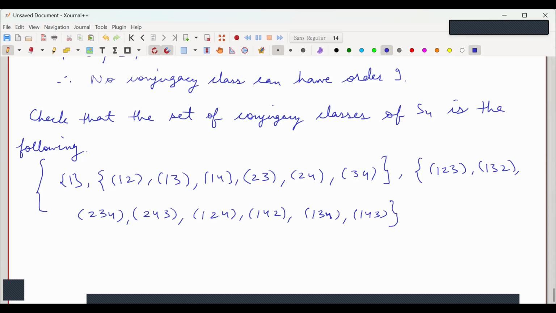This one's a conjugacy class. It has 8 elements, but this one has 6. So we have 15 now. 9 more to go. Then all 4 cycles: (1 2 3 4), (1 3 2 4), (1 4 2 3). Any other elements remaining?